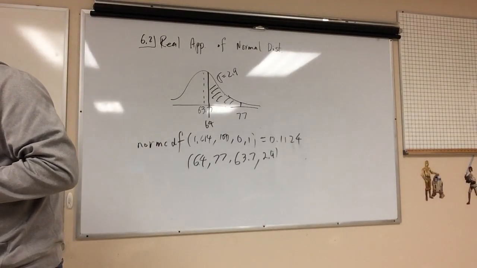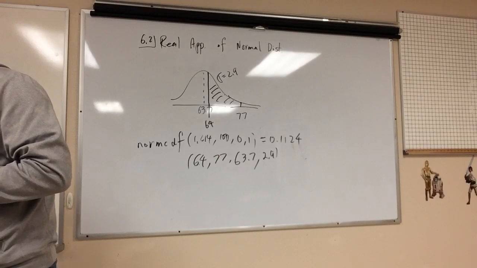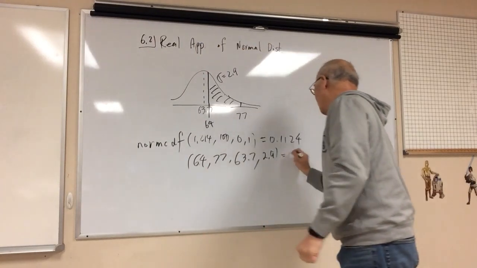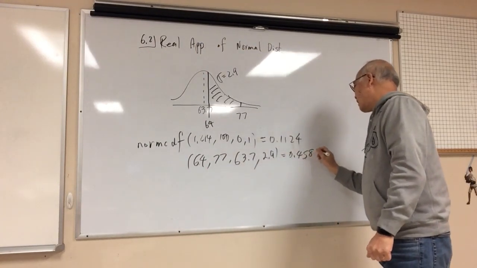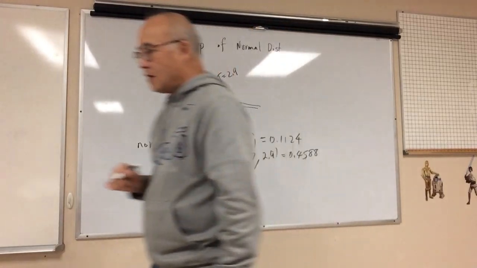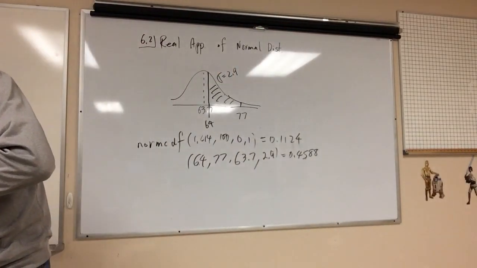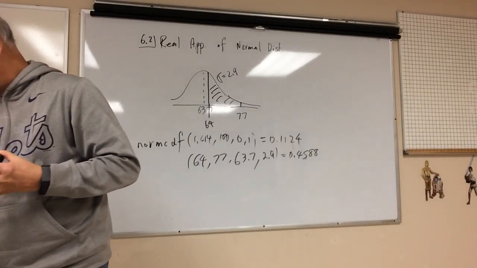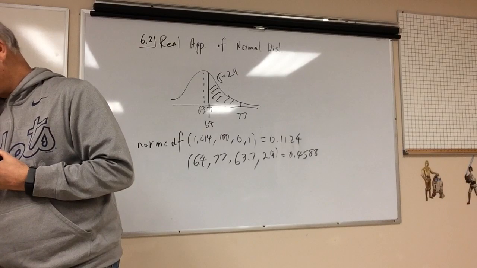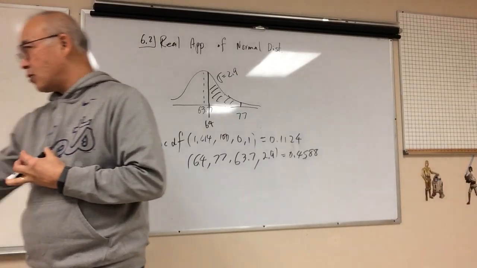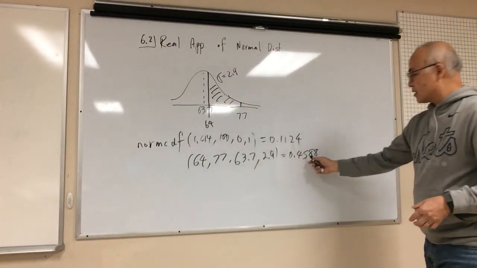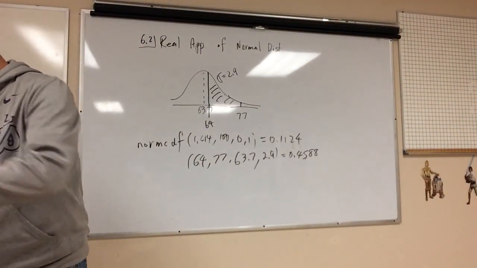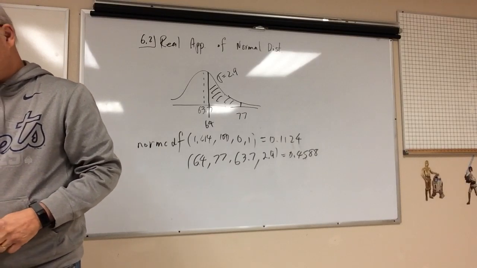What do we get? 0.4588. Okay. So where are we at? The book says when they did it using the back of the book, they got 0.4601. Okay, that's close enough. We're good with that. Flip the page.